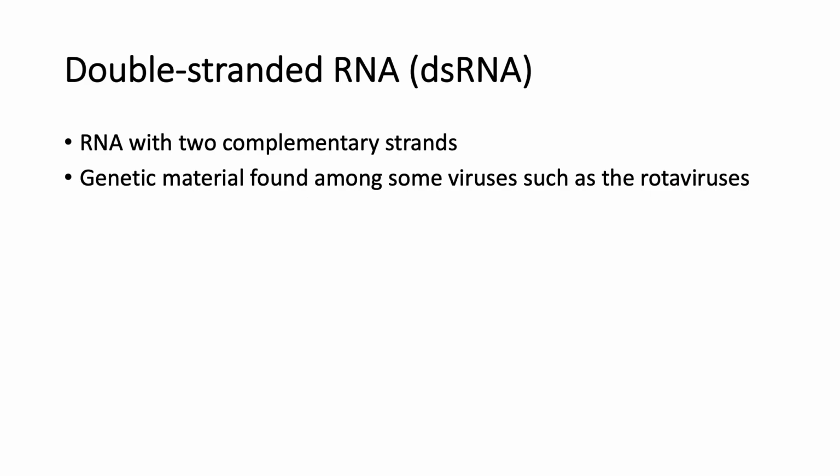And lastly, we have this special type of RNA. Special in the sense that, unlike the normal single-stranded RNA molecule, this type has two strands. The double-stranded RNA or dsRNA is an RNA with two complementary strands. This is the genetic material found among some viruses, such as the rotaviruses.